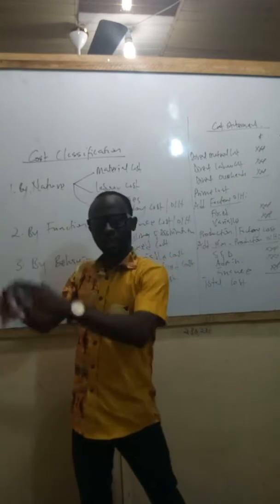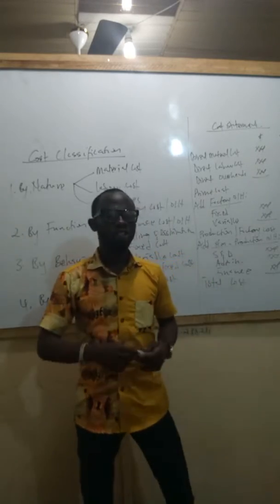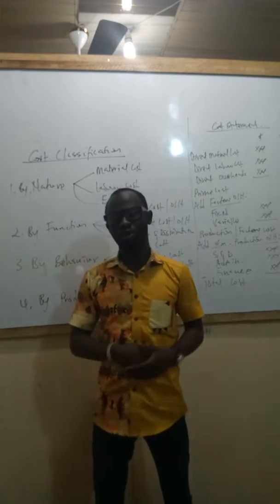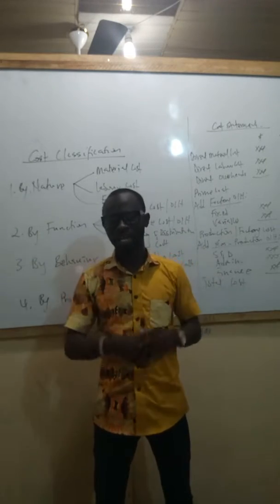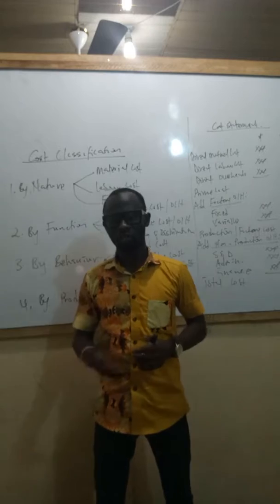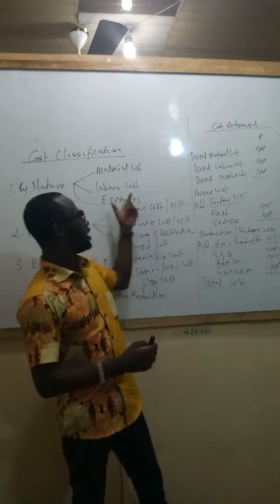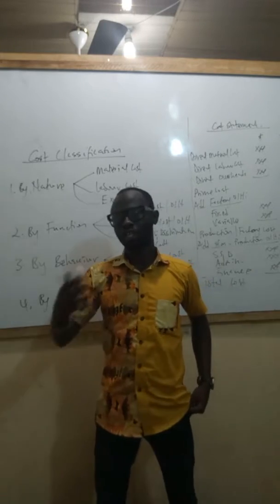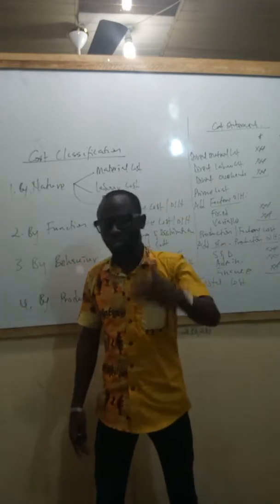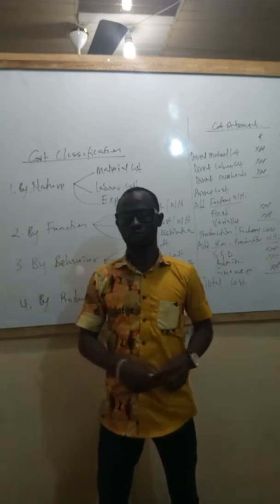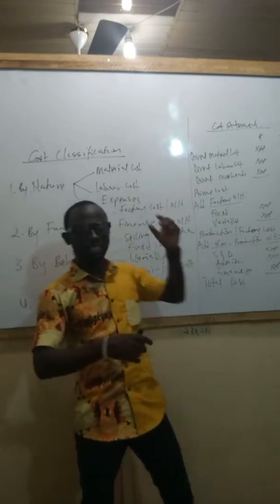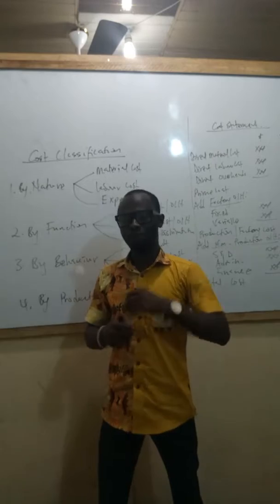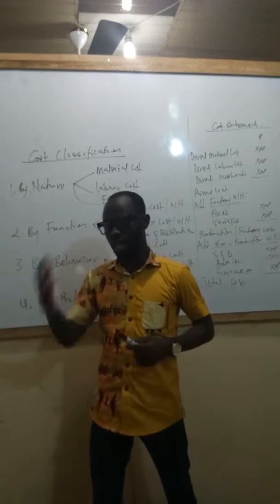So what are material costs? Material costs are simply the cost of ingredients or raw materials or components that undergo the production process. Then labor cost is simply the cost incurred in the usage of human effort in the production of a product or in the rendering of a service. Then expenses are all other costs incurred apart from material cost and labor cost.